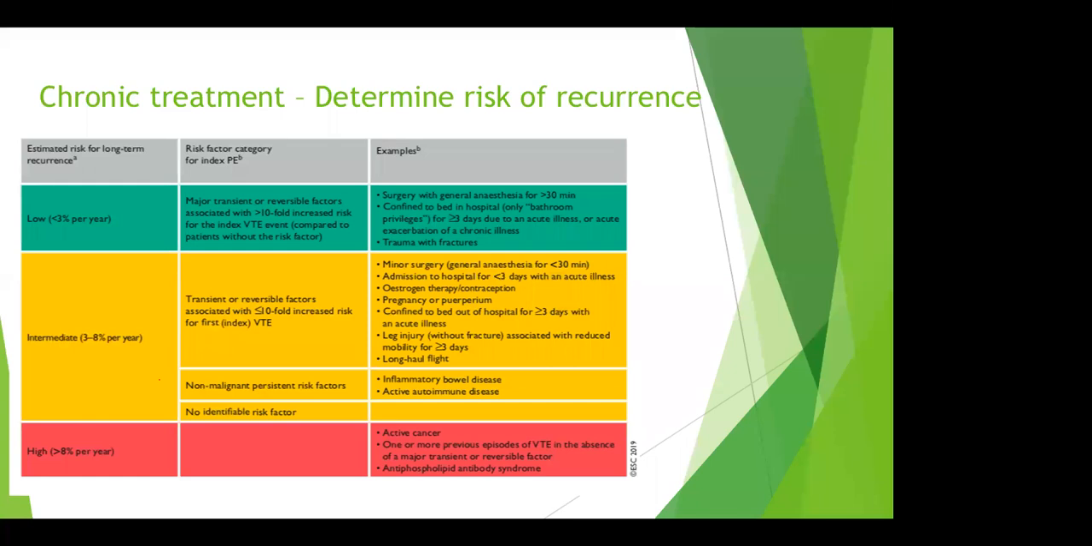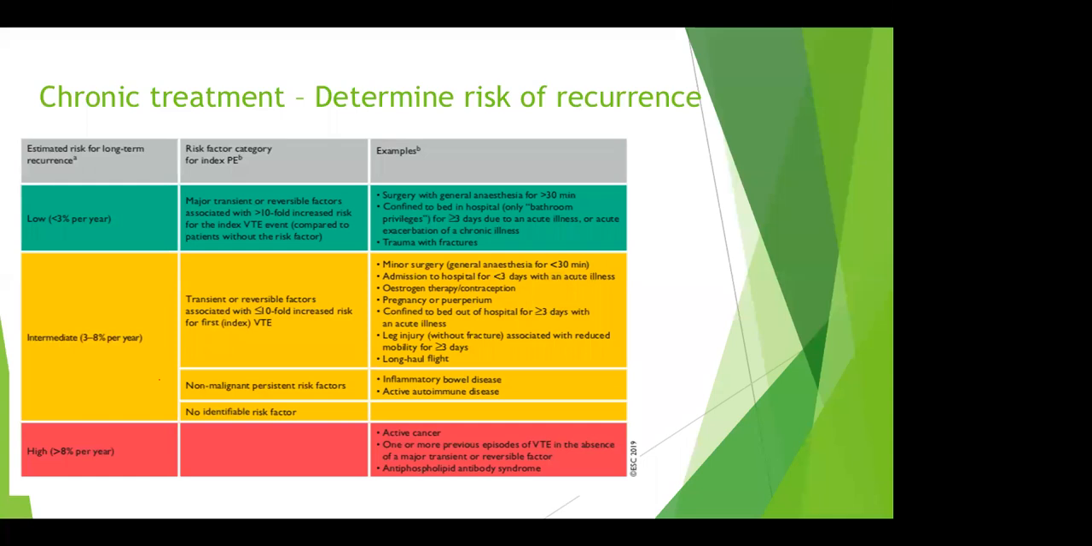Now, your high risk group, there are three major causes. One is your cancer, which is not treated. A recurrent VTE, any recurrent VTE is a high risk VTE. Any patients with antiphospholipid antibody syndrome is a high risk of recurrent VTE.